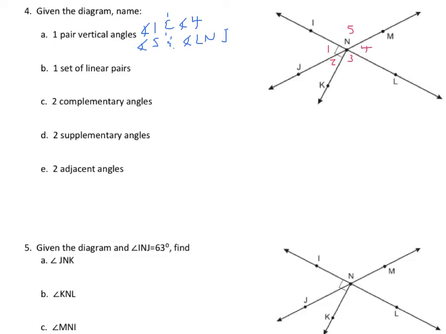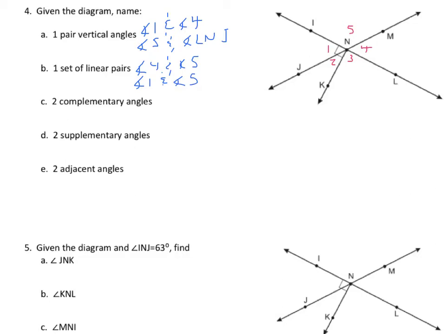List a set of linear pairs. By definition, a linear pair adds up to 180. They are adjacent to each other and they make a straight line. So two angles that are adjacent to each other and make a straight line would be angle 4 and angle 5. Those two work. And another pair would be angle 1 and angle 5. Those are linear pairs, adjacent to each other and making a straight line.